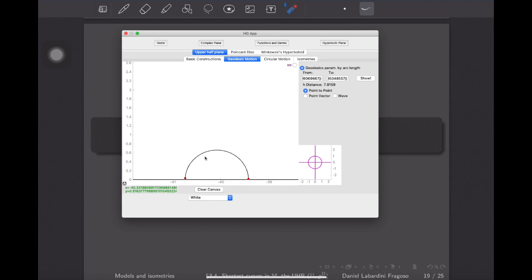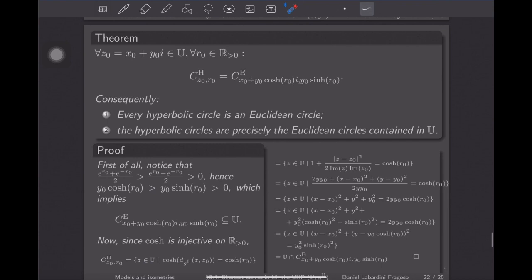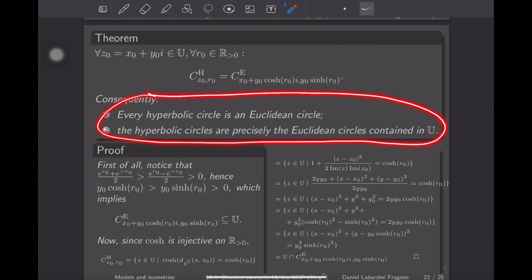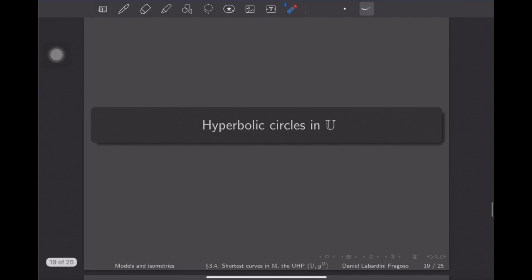Now there is a very nice feature of hyperbolic geometry, or of the upper half plane. It's also a feature shared by the Poincaré disk, as we will see, which is that the hyperbolic circles in U are precisely the Euclidean circles contained in U. So that's the next theorem that we want to prove: the hyperbolic circles are precisely those Euclidean circles that are contained in U. So at the level of circles, nothing too strange happens. But now I'm running out of time, so I'm going to have to leave this for next lecture.